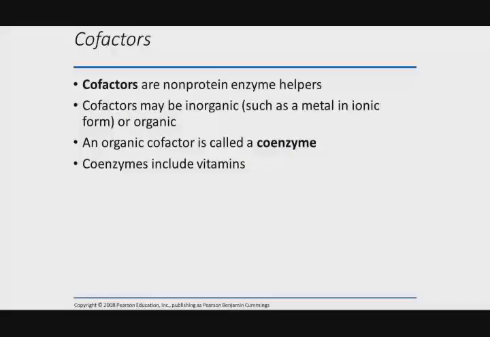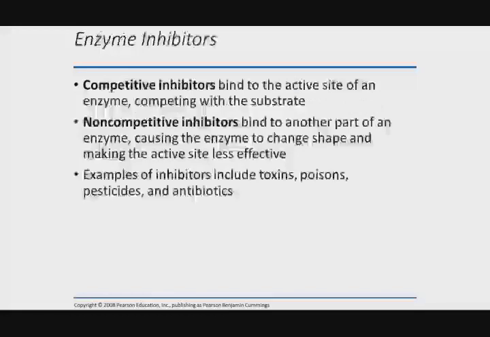Now, the other things that can affect enzyme function are what are called cofactors, non-protein enzyme helpers. This is basically your vitamins and minerals. All right? So cofactors can be inorganic or organic. If they're organic, we call them coenzymes. Right? So these are your vitamins. The minerals are your minerals. They're inorganic cofactors that are going to bind to the enzyme to help it work.